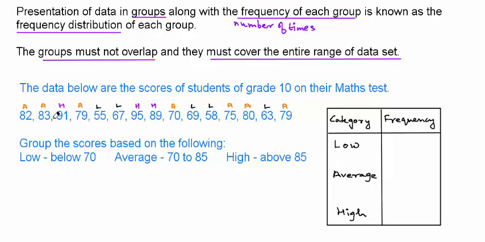So low is going to be 1, 2, 3, 4, 5. So we have 5 low scores. Average is going to be 1, 2, 3, 4, 5, 6, 7. 7 average scores. And then for high it's 1, 2, 3, and that's all. So 3 in all. That's how you would create a frequency table.